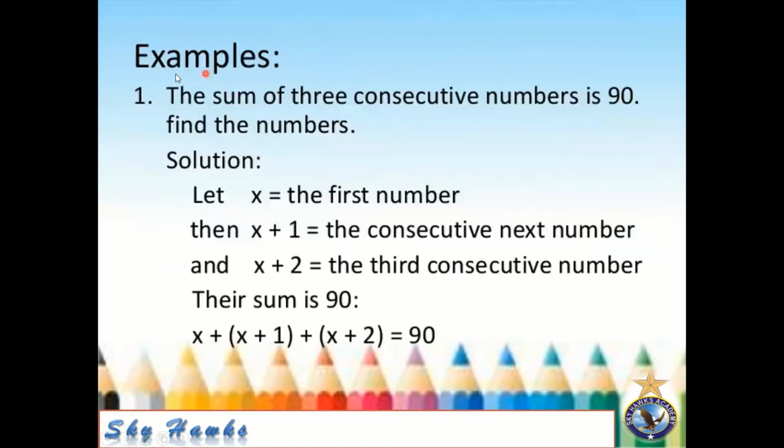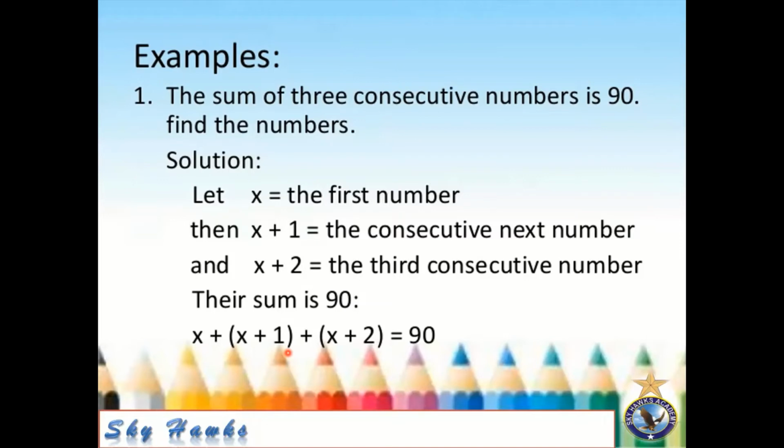Please read this example. The sum of 3 consecutive numbers is 90. Find the numbers. Solution: let x equal the first number, then x plus 1 is the next consecutive number, and x plus 2 the third consecutive number. Their sum is 90: x plus x plus 1 plus x plus 2 equals 90. So if you are asked to find 3 consecutive numbers whose sum is 90, this is the problem.